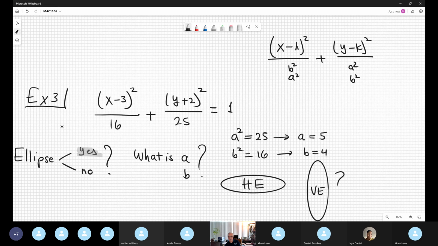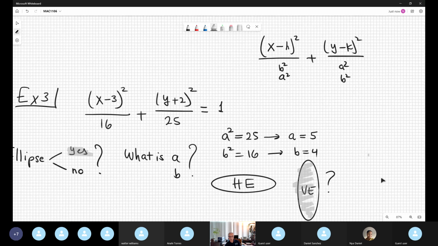What do you think? Vertical or horizontal? Vertical. Absolutely, because the 25 is associated with the y. Cool. So this is the kind of graph that I want to see when I finish this. Okay? Excellent. Now, one more question I have.